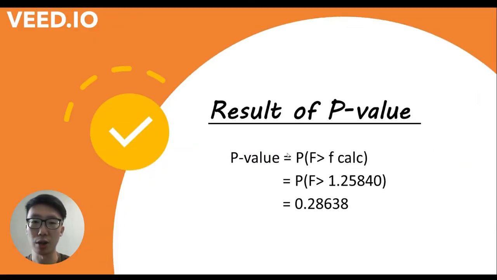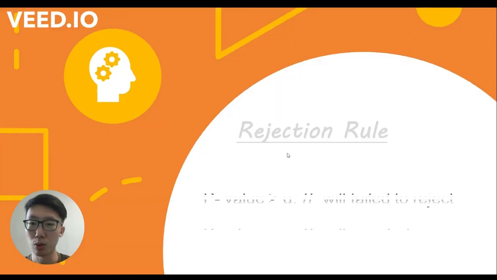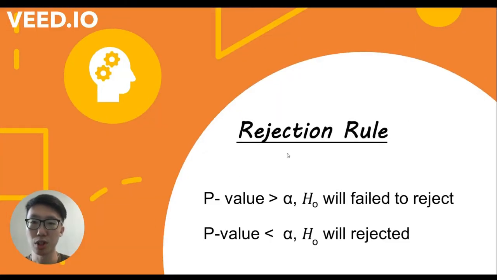From the one-way ANOVA, the result of p-value is equal to 0.28638. Well, the rejection rule: if p-value is greater than alpha, then H0 will fail to reject. If the p-value is smaller than alpha, then H0 will reject.